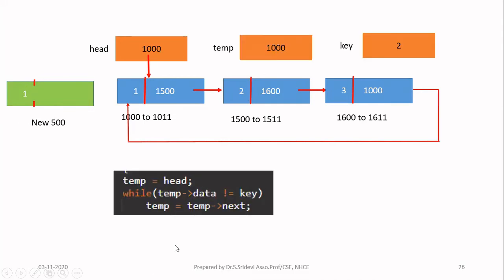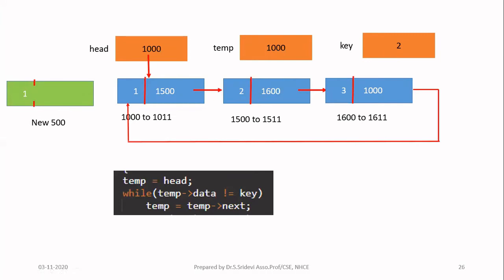Now, let us see what changes we have to do when we want to insert after a node. Here, let us assume that the user is typing the key as 2. What is the meaning of this? After the node with value for data as 2, that is after this, I want to insert this new node. So you have to find the proper position of the node.